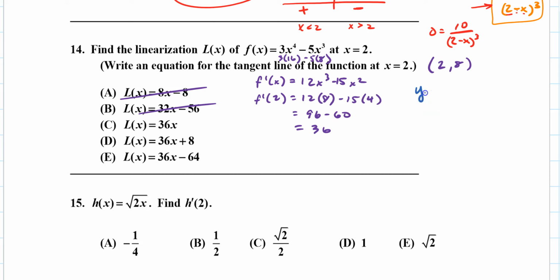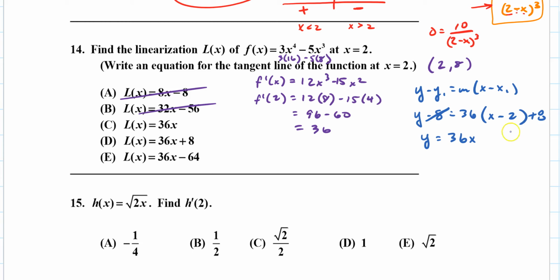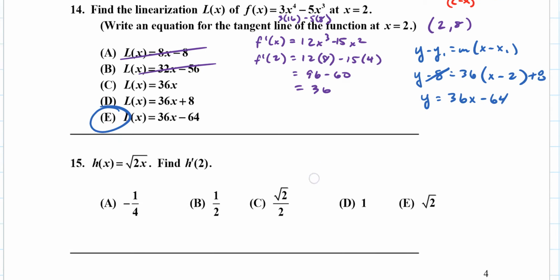And now I can use my point slope form or slope intercept form, whichever one you choose to use. Y minus 8 is equal to 36 times x minus 2. So y is going to be equal to 36x minus 72 plus the 8. It's going to move it to the other side. Negative 72 plus 8 is negative 64, which is answer E.